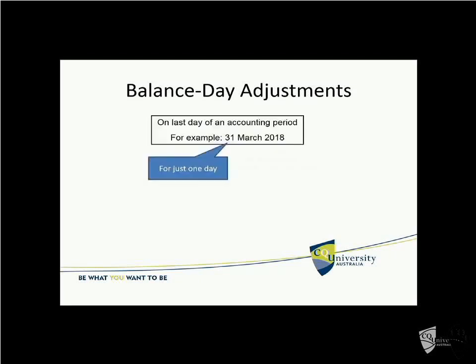And the key thing to remember about these is that these balance day adjustments are done on the last day of the accounting period. So in this case, 31st of March 2018. And they are in fact there just for one day, the day of our accounts. Ryman Healthcare also has a 31st of March balance date, so there's a whole lot of items in there that are only there that day. And the same for West Farmers, their balance date's 30th of June.